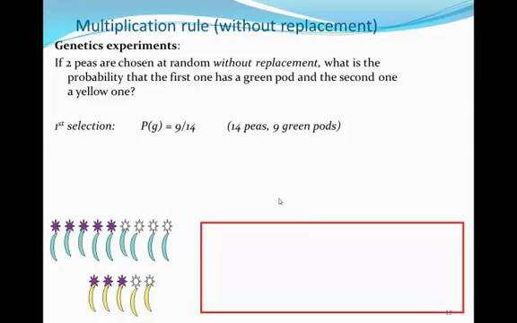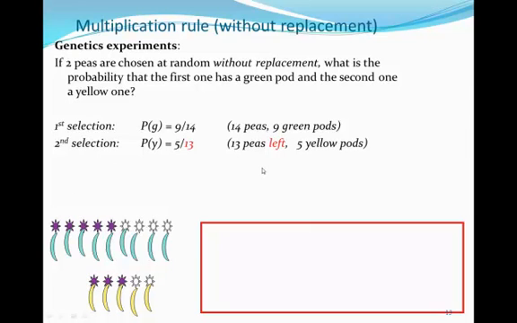Now the multiplication rule without replacement. If 2 parts are chosen at random without replacement, what is the probability that the first one is a green part and the second one is a yellow one? For the first selection, take a look at this. The green parts: the count is 9 out of a total of 14. So now we have 14 parts.